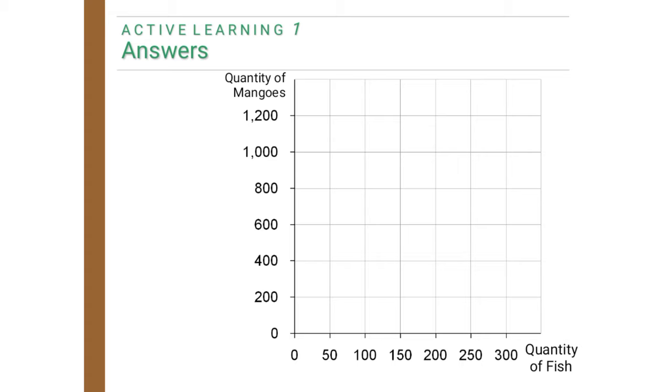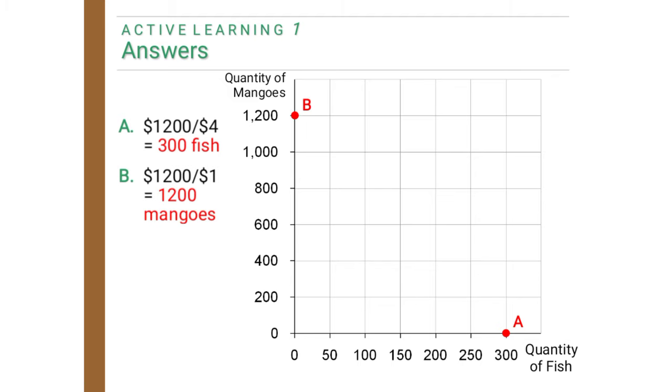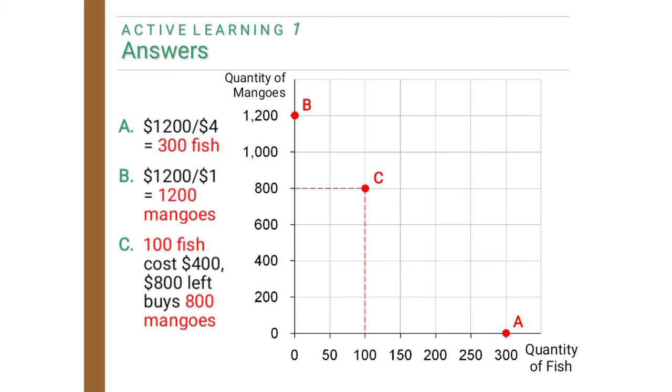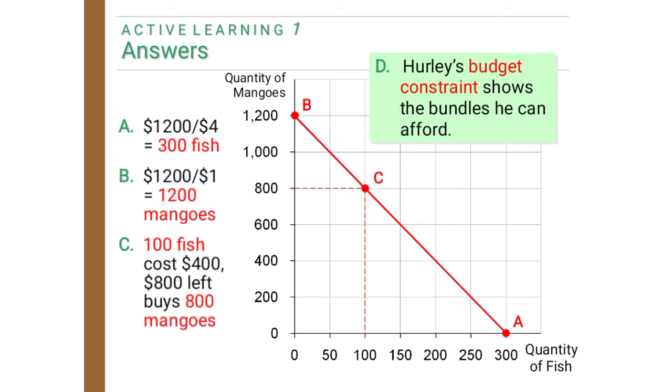I'm going to put the points you have gotten on the graph. If he's buying only fish, he's going to buy 300 pieces of fish. On the fish axis, which is this particular line, he buys 300, that's the red line over there. If he's buying only mangoes, at $1 each, he's buying 1,200 mangoes. And if he buys 100 fish, it will cost him 400 and the remaining 800 buys 800 mangoes. At the end of the day, you draw a straight line to join those points. That becomes your budget constraint.